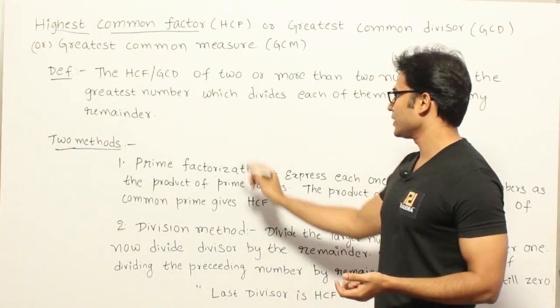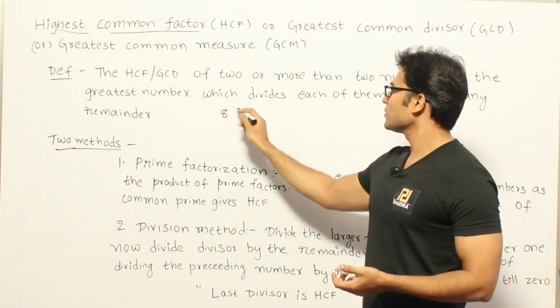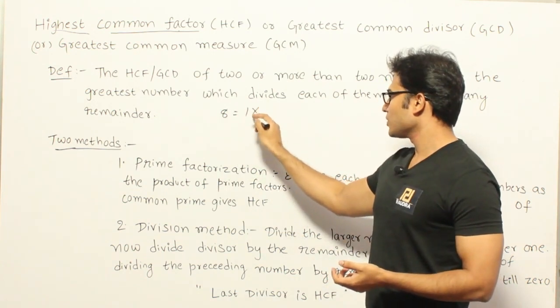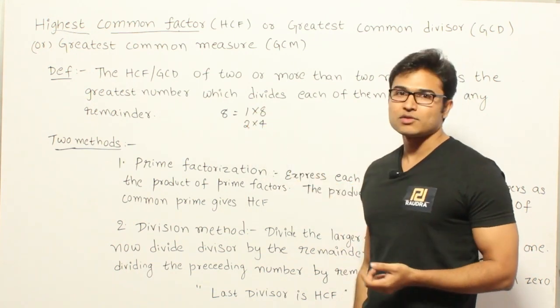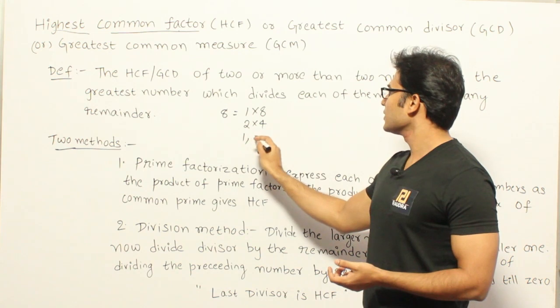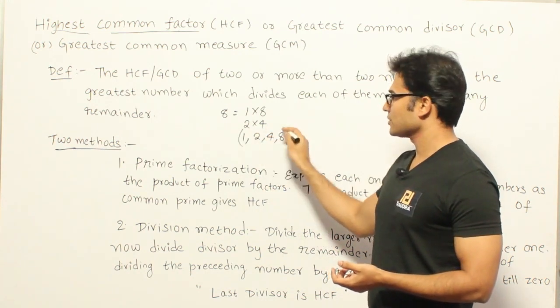For example, if you take 8 and 14, first find all the factors of 8. So how can you write 8? 8 is 1 into 8 or 2 into 4. So only 4 factors are there. What are they? 1, 2, 4, 8. These are the 4 factors, right?